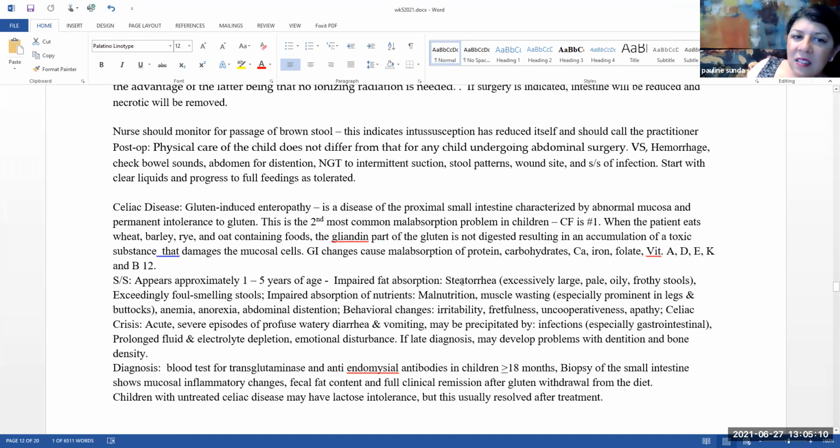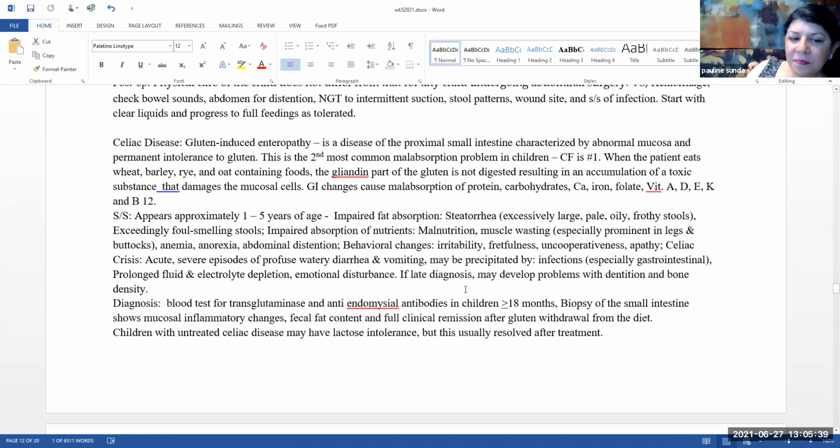Post-operatively, basically the care doesn't differ from that of any other child undergoing abdominal surgery. So vital signs, hemorrhage, bowel sound checks, respiratory checks, monitoring the abdomen for distension. They may have a nasogastric tube to intermittent suction, monitor stool patterns, the wound site for signs and symptoms of infection, as well as bleeding, as I mentioned before. And typically they will start with clear liquids and progress to full feedings as tolerated.